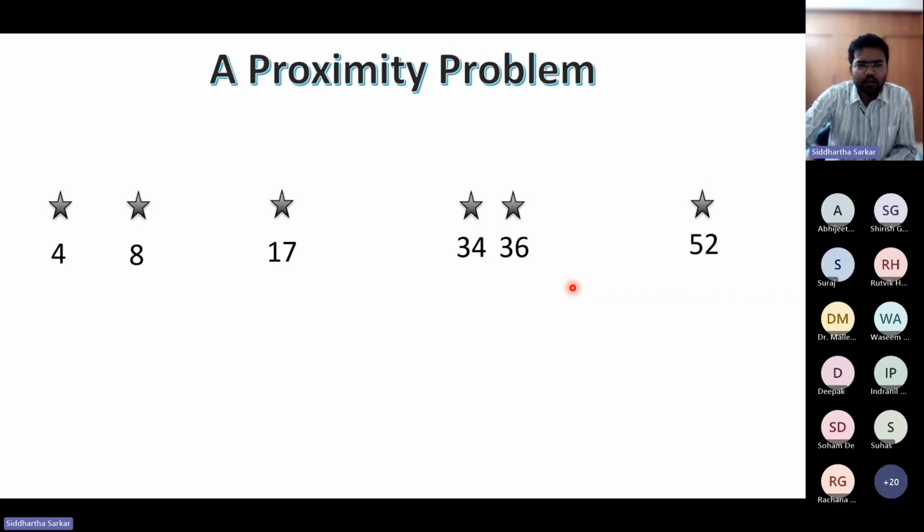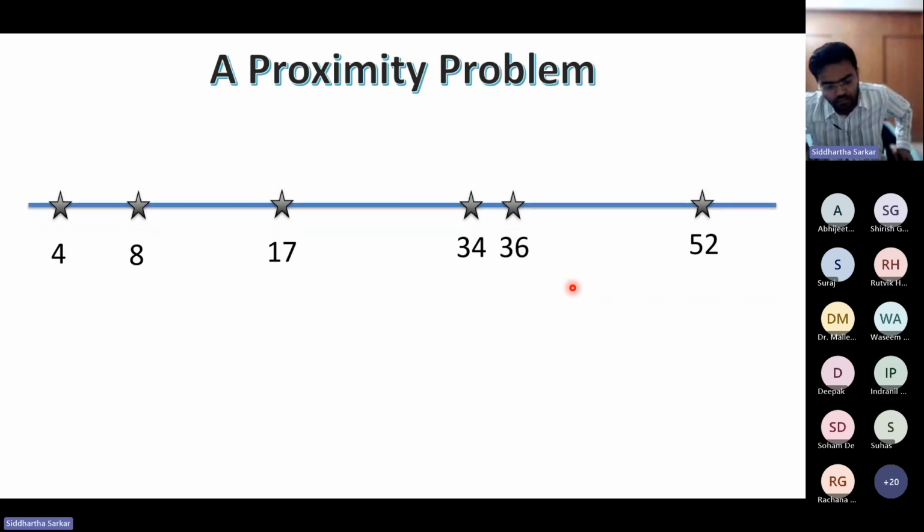These points are all lying on a horizontal line, right? So let us say there's a line on the x-axis, and therefore the y coordinates are all 0. I am showing only the x coordinates. So this is at 4, 0, this is at 8, 0, this is at 17, 0, 34, 0, 36, 0, and 52, 0. So many points.